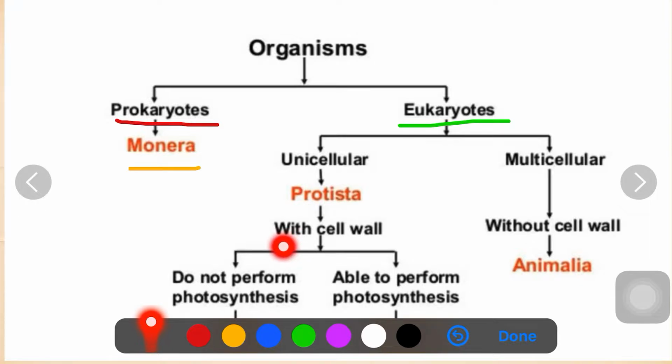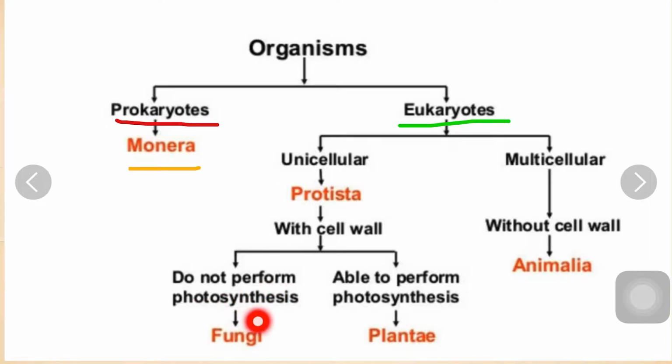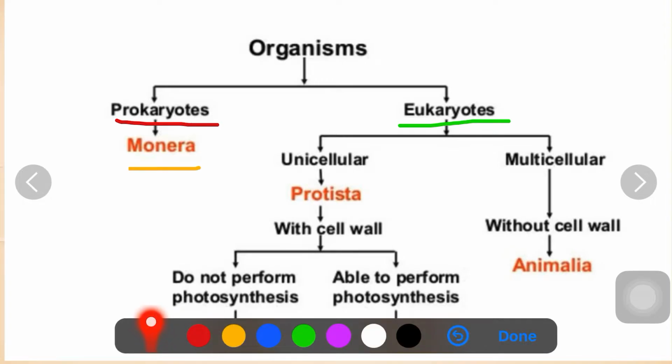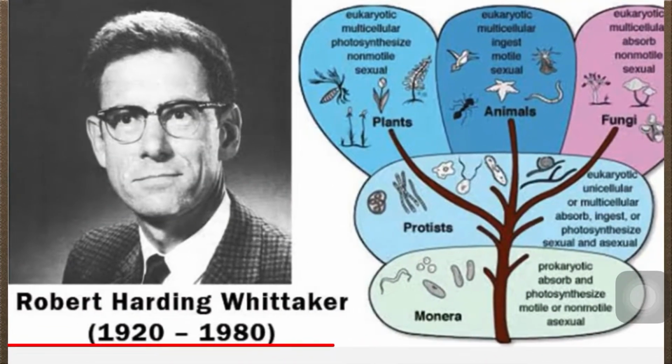Again, it is divided into with cell wall, that is, those that do not perform photosynthesis, fungi, and those able to perform photosynthesis, that is, Plantae. Now, multicellular without cell wall consists of kingdom Animalia. You have already studied the kingdoms Monera, Protista, and Fungi of the 5 kingdom classification system proposed by Robert Whittaker in the year 1969 for the study of living organisms.